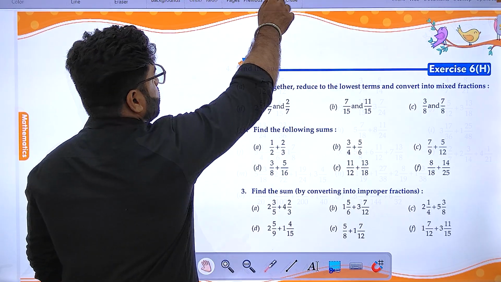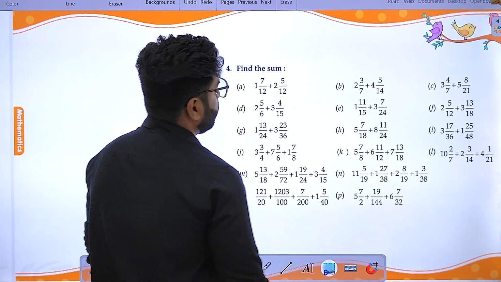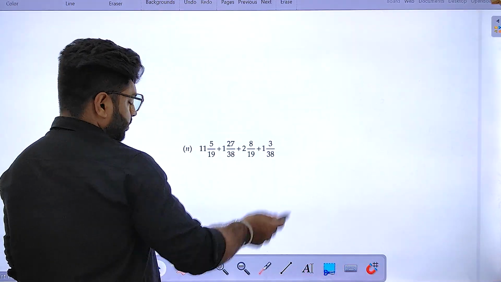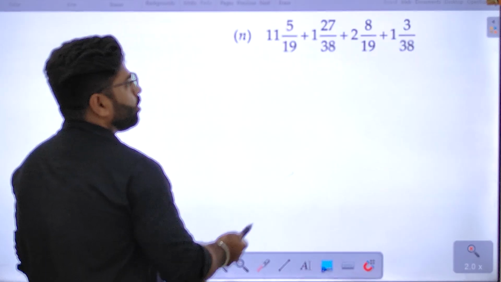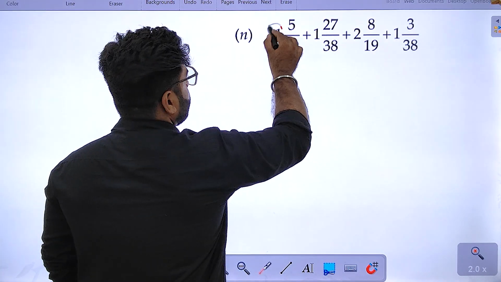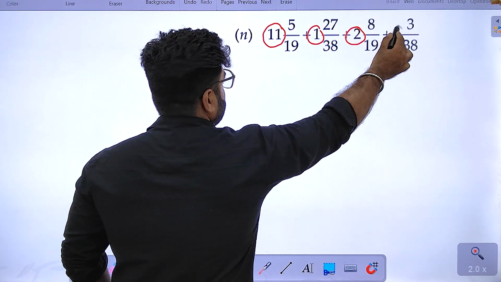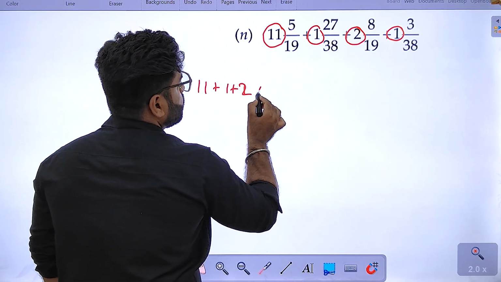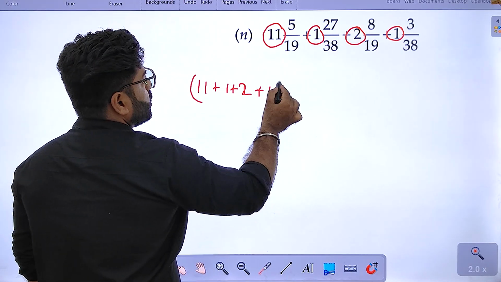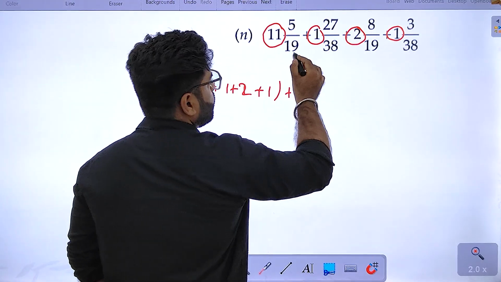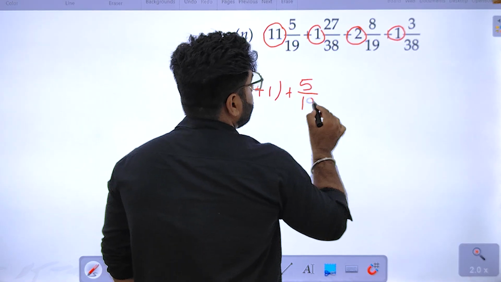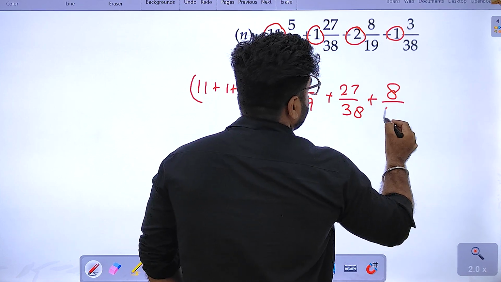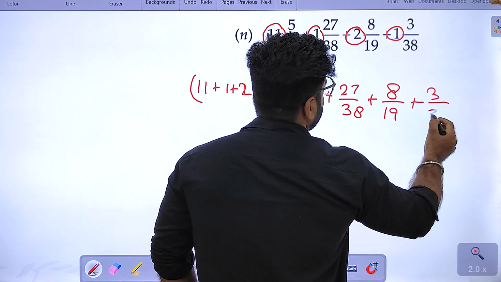Okay, now come to our next part. Here we are having question number 4, find the sum. So let's pick this one. These are all mixed fractions. So we are taking the whole numbers separately, just like 11 plus 1 plus 2 plus 1. So these are whole numbers, and now we are going to add the fraction part, that is 5 by 19 plus 27 by 38 plus 8 by 19 plus 3 by 38.